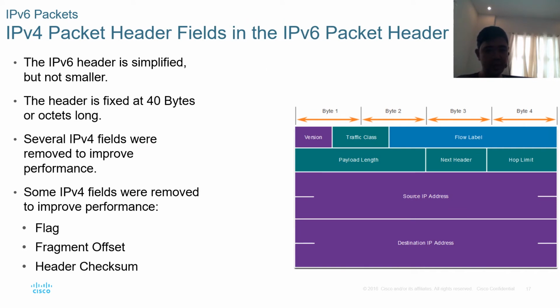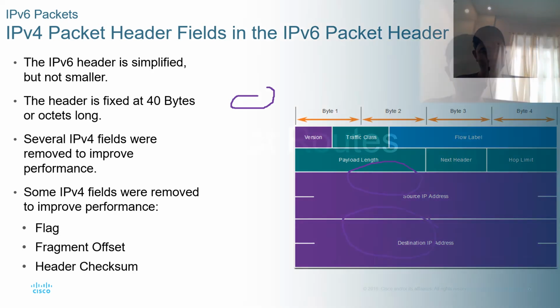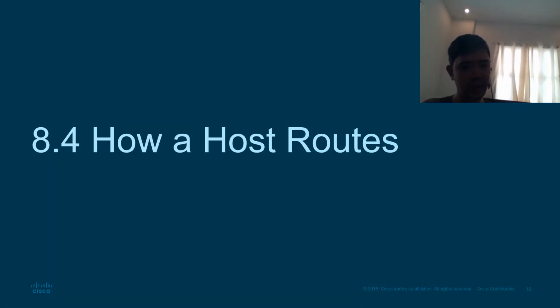So this is the specific header in IPv6. We have the version, which indicates version 6, traffic class, flow label, payload length, next header, hop limit. Very important are the IPv6 addresses, source and destination. Okay, next is all about the overview of routing.